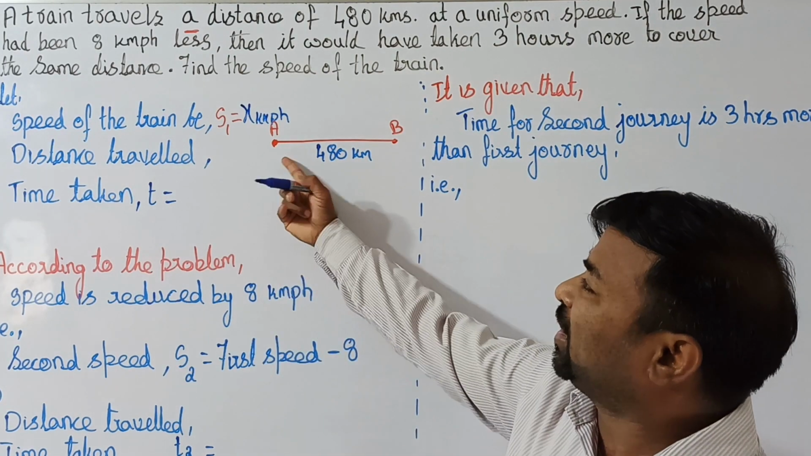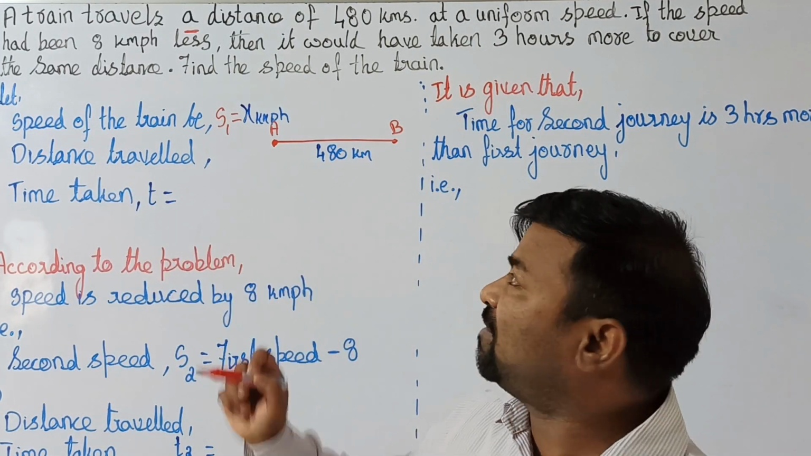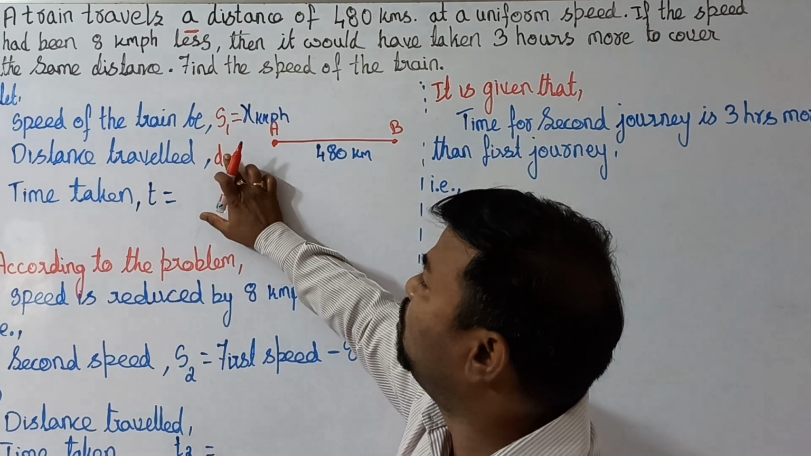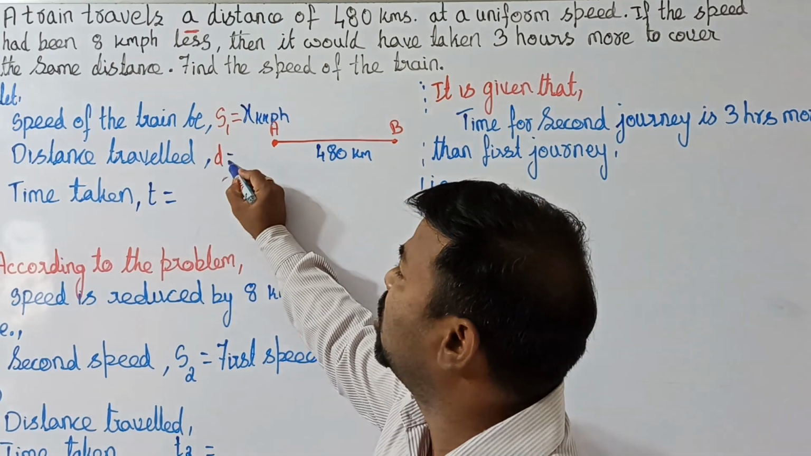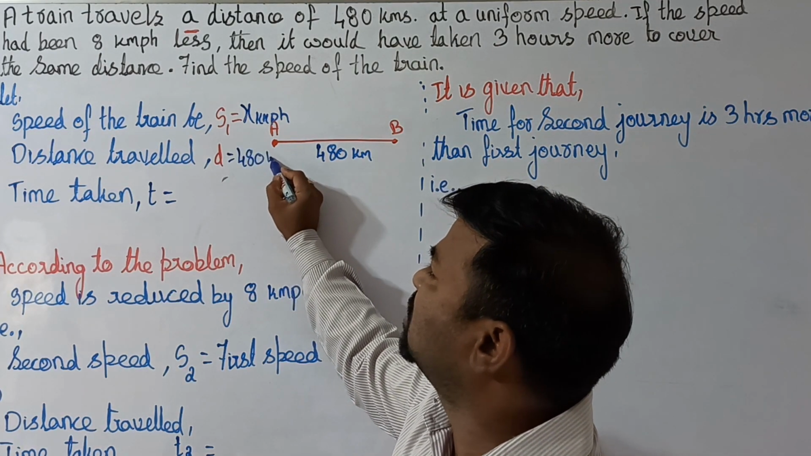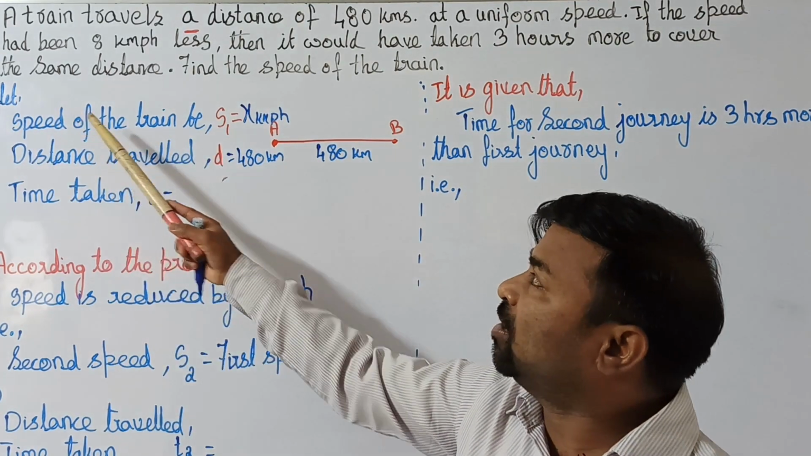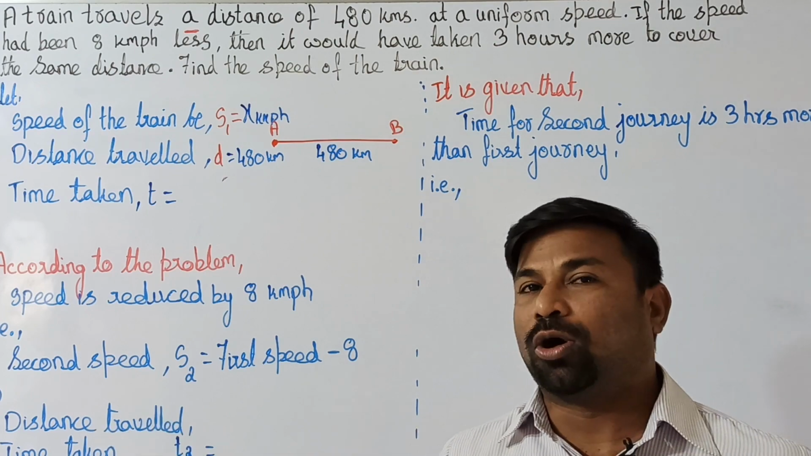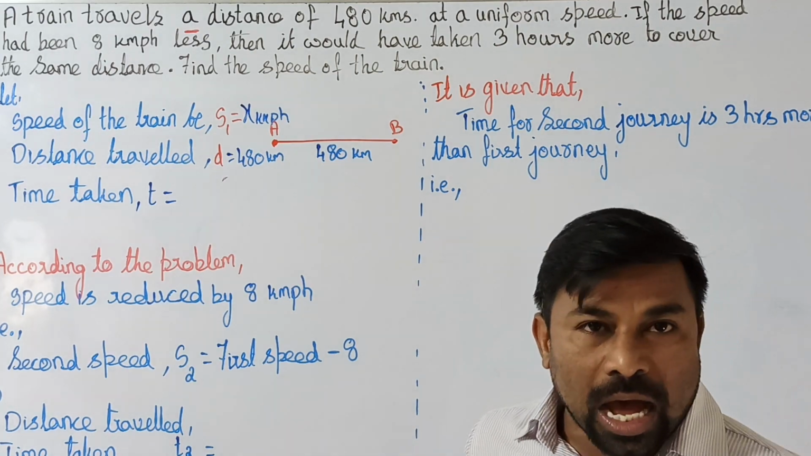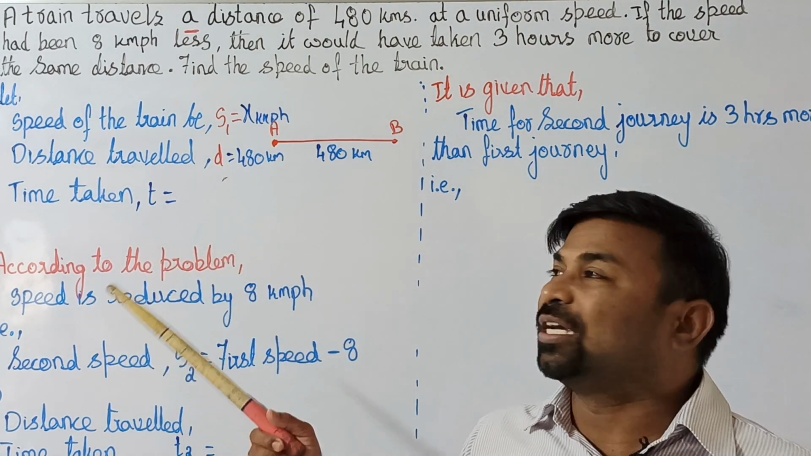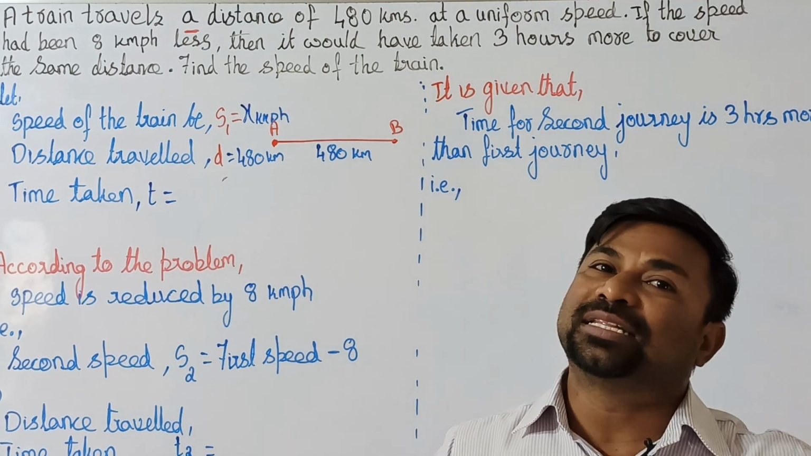Then what is the distance it has traveled? Let the distance traveled be d1, or simply d, because in both cases the distance is d only. Let the distance be 480 kilometers. No need to say length, it's simply distance traveled. We took the speed of the train as S1 because we have 2 cases. In the first case we assumed x kilometers per hour, and the distance traveled in both cases is 480 kilometers. Now the third criterion is the time.